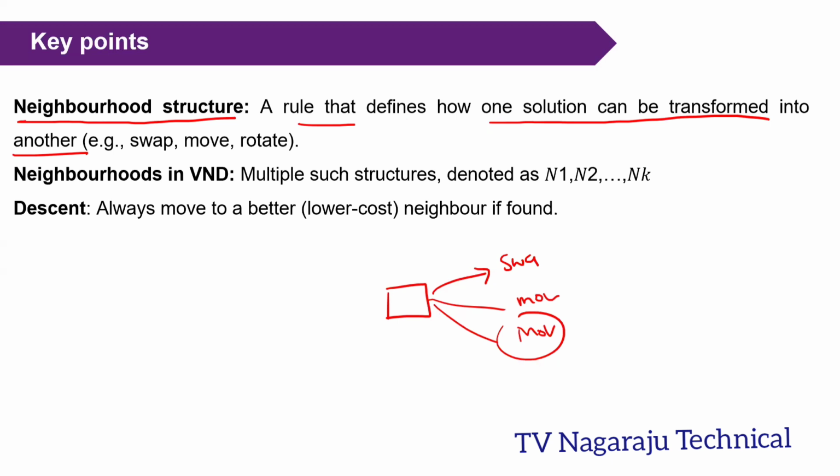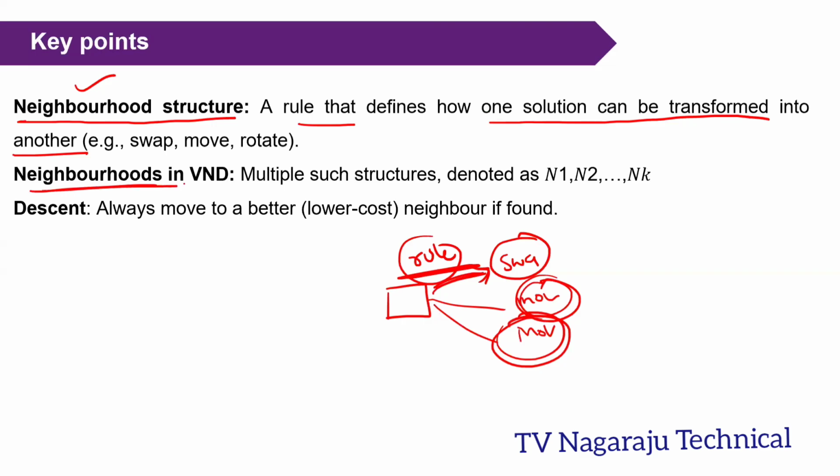Here, solution means anything. The sitting chair is transformed into a rotating chair. The sitting chair is transformed into a moving chair. A rule for how to move from one solution to another solution, such a rule is called a neighborhood structure. Here each and every one of these is called a neighborhood.